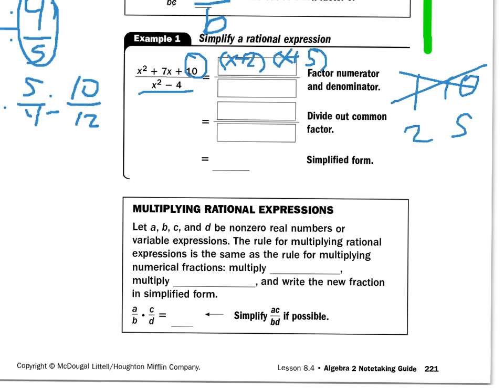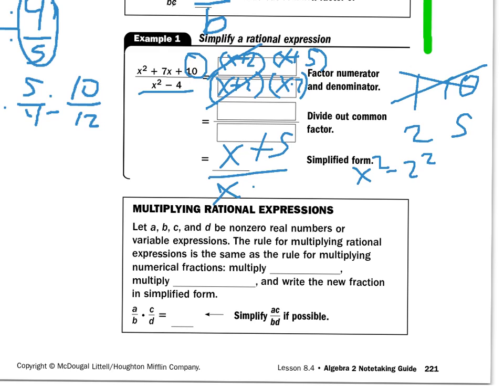X squared minus 4, I hope you see that that is x squared minus 2 squared, or a difference of squares. So that's x plus 2 and x minus 2. And do we see anything the same on the top and the bottom? I see an x plus 2 and an x plus 2. They eliminate each other, and I end up with x plus 5 over x minus 2. And that's the answer. A lot of this will work the same way. It's just more so about remembering how to factor.